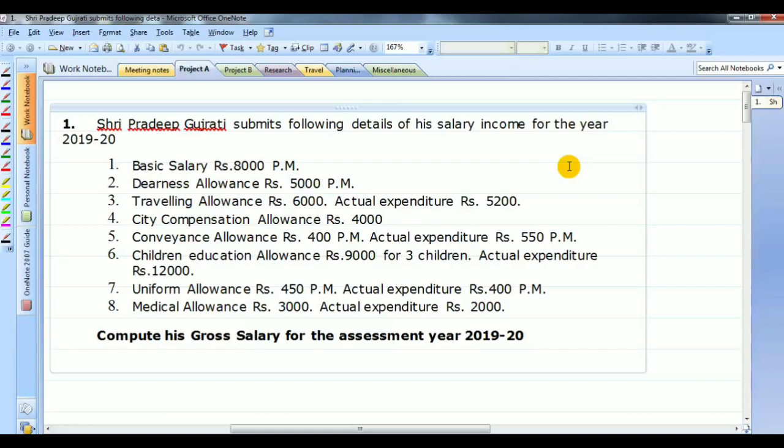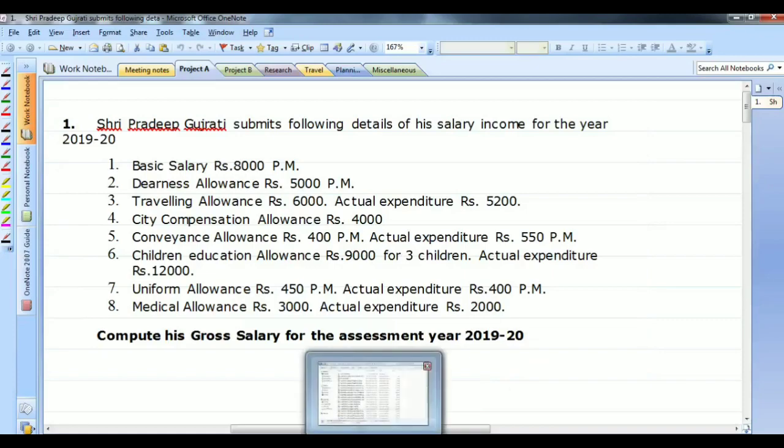Okay, all allowances are given and we need to compute his gross salary for the assessment year 2019-20. We just need to compute his gross salary. We do not have to compute his total income. So we will start with the problem.